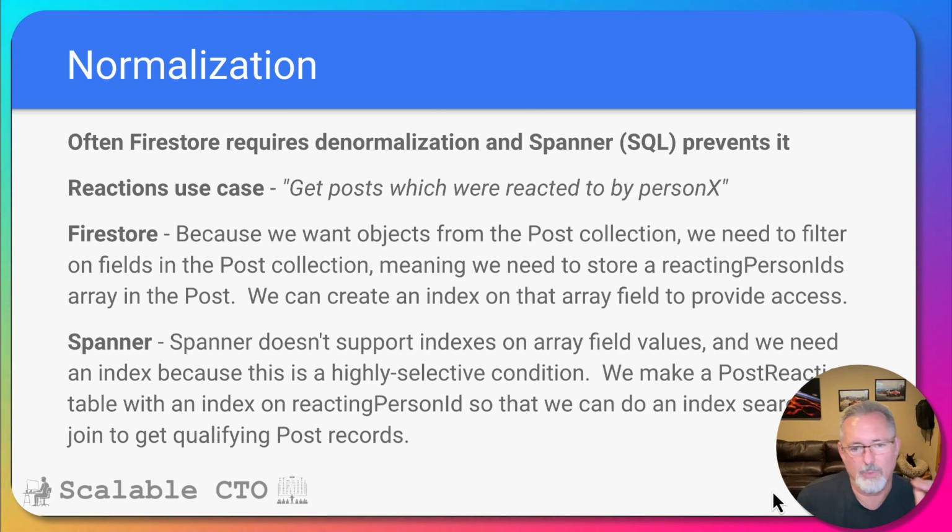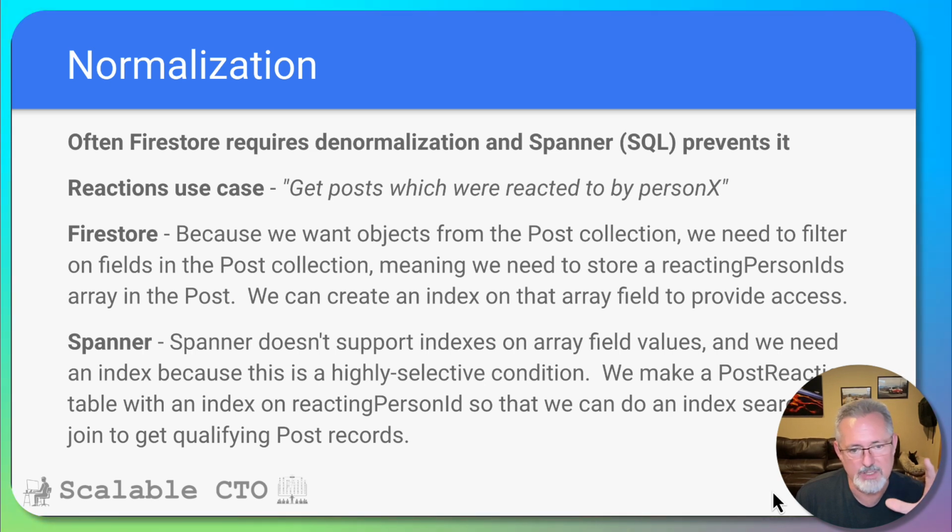So in Firestore, we have to store an array of reacting person IDs, and we actually store an array of reaction objects in the post so that they're in that post collection, so that we can filter the post collection based on the reacting person ID. So it's forced denormalization. If you want to select or filter posts by reacting person IDs, they have to be in the data. They have to be in that record. And in Spanner, it's sort of the opposite.